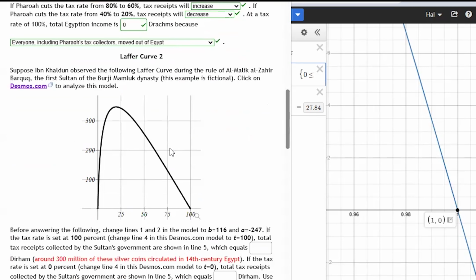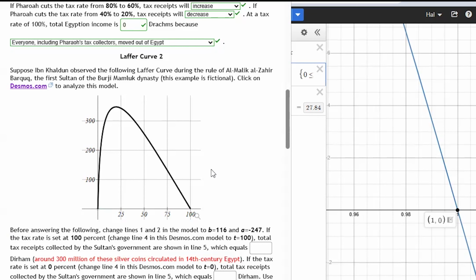Another possibility is all this economic activity that once existed is now unofficial. It's illegal. It's off book. Suppose you observe the following Laffer curve during the rule, and it's not really called the Laffer curve. It's really the Ibn Khaldun curve, right? During the rule of Al-Malik al-Zahir Barquq, the first sultan of the Burji Mamluk dynasty. This is a fictional example.